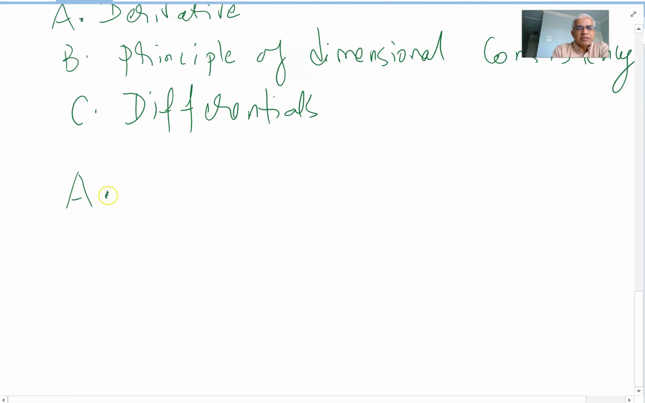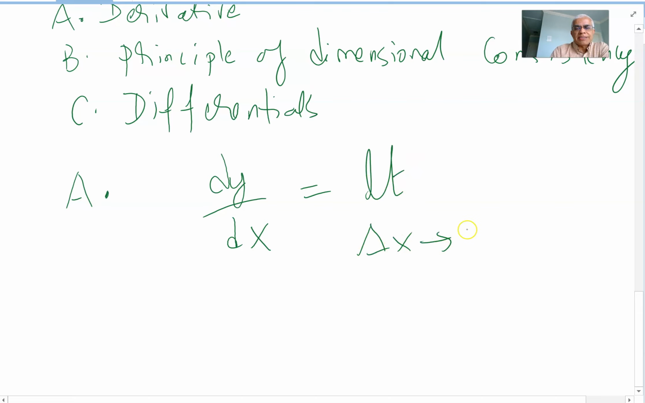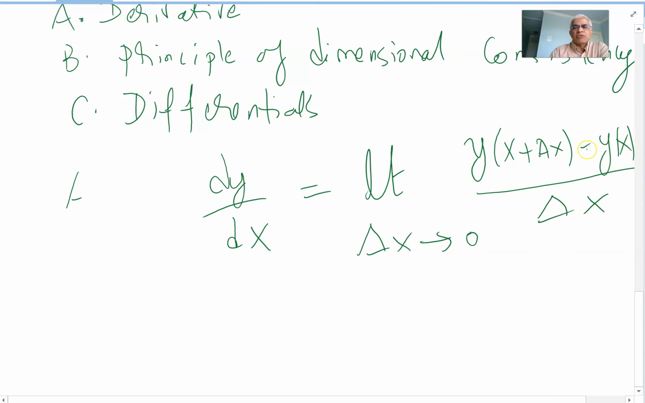Let's take the concept of a derivative, right? All of you are familiar with taking a function y, differentiating with respect to x, which is formally defined as a limit as some increment delta x approaches 0 of y evaluated at x plus delta x minus y evaluated at x divided by delta x, right? This is a formal definition that you learn in calculus. The point I want to make is typically dy dx would also have units associated with that.